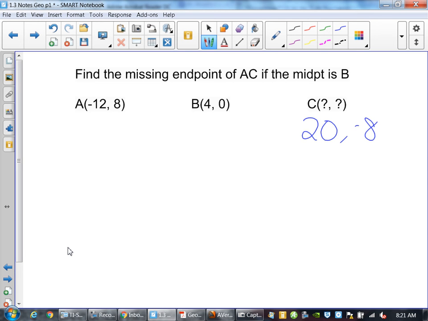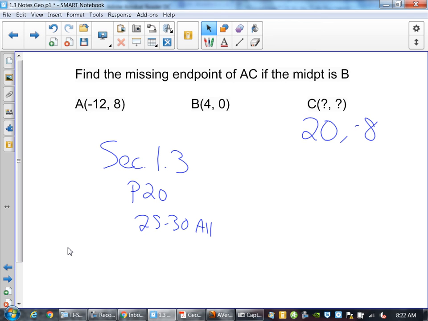Let's do this. It's on the same section, still section 1.3, on the next page over, page 20. I'd like you guys to do numbers 25 through 30, all of them. There's 6 of them, just like this. And I guarantee if you pop open your book right now or on the computer, you'll probably be done before you walk out of this store. Does that work? We'll do distance formula stuff tomorrow.